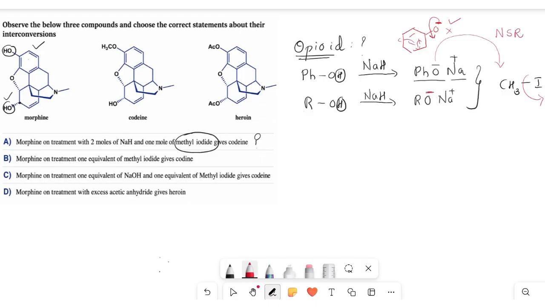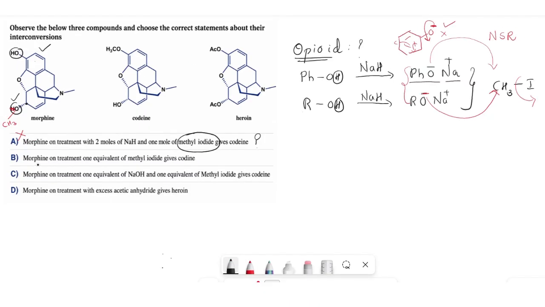What about this one? Here the electrons are localized, whereas in phenoxide the electrons are delocalized. Hence, the alkoxide will attack the methyl here and then iodide will leave. So among these two, alkoxide and phenoxide, the alkoxide is a better nucleophile. Hence, the methylation happens over here. So this is what we are going to get. But is this the correct structure of codeine? No, it's actually the other way around. Therefore, this is not the correct statement.